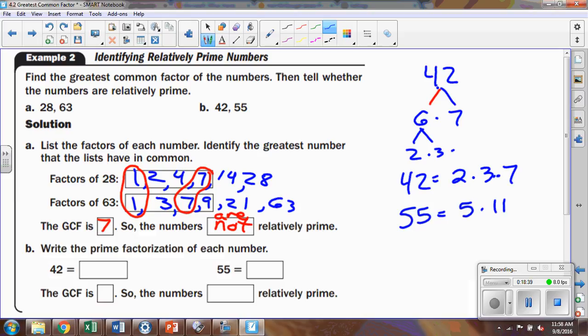Nothing. Nothing is in common for 42 and 55 with their prime factorizations. When there's nothing in common, the greatest common factor is 1. Because the greatest common factor is 1, the numbers are relatively prime.